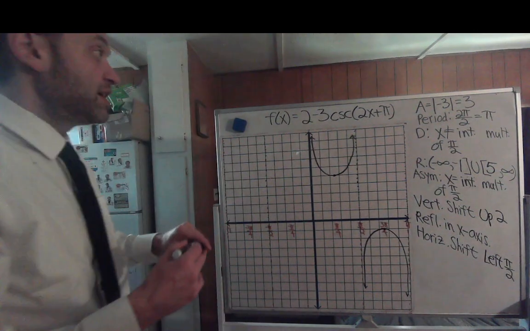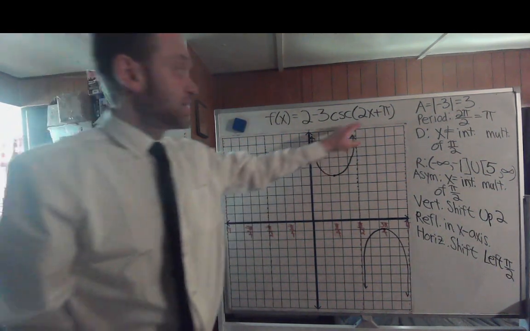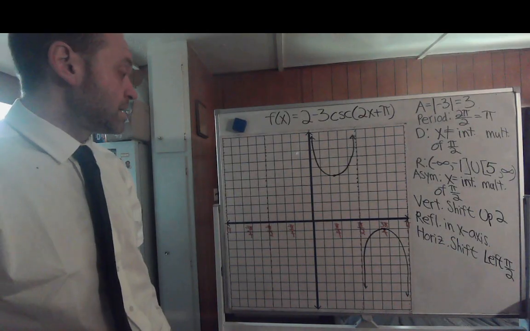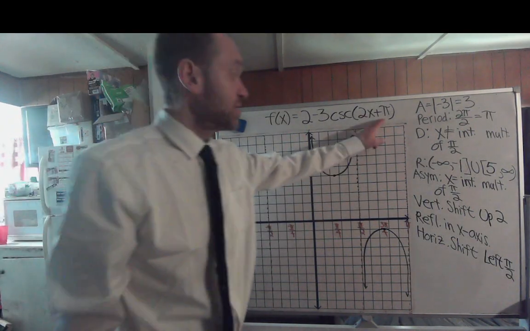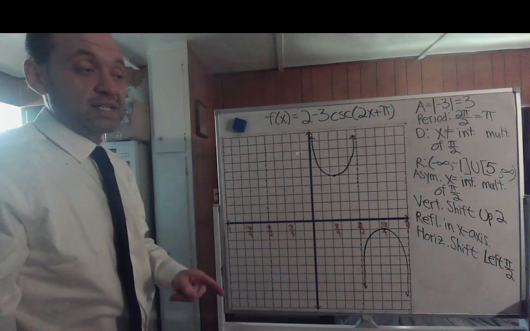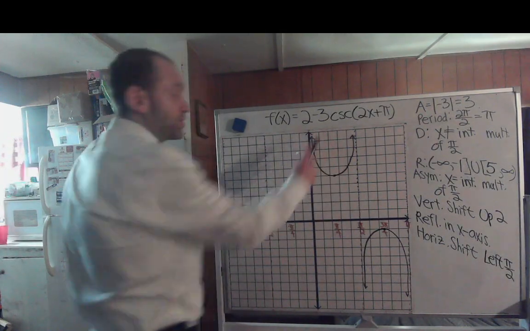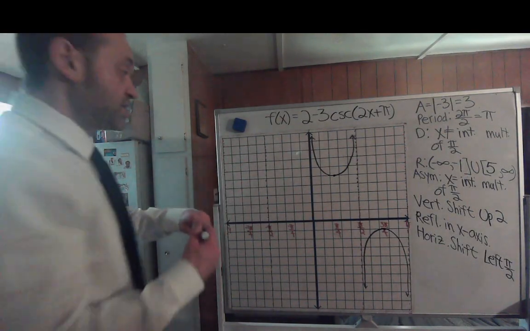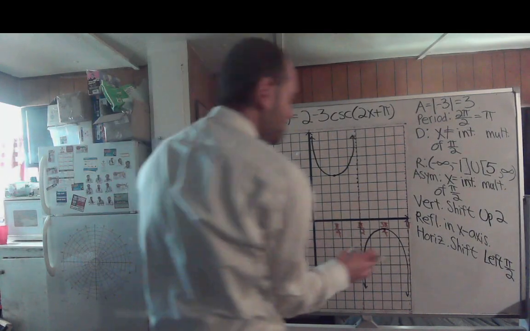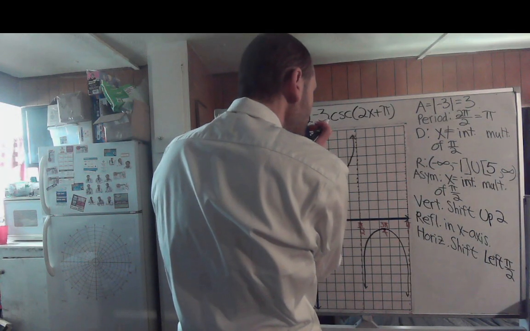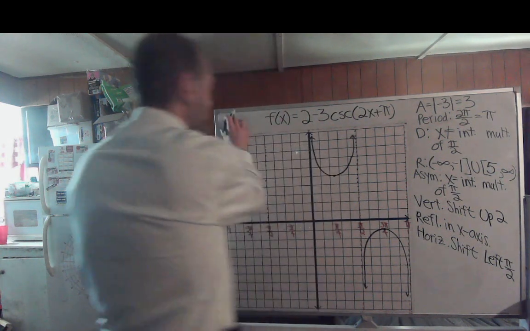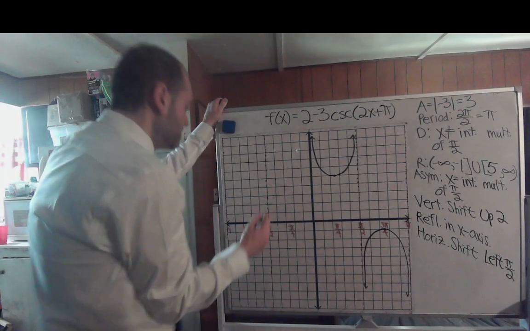Alright, let's deal with negative pi over 4. So x equals negative pi over 4. That's negative pi over 2, plus pi is going to be positive pi over 2. Which the cosecant of positive pi over 2 is 1, times negative 3 is negative 3, plus 2 is going to end up being negative 1.